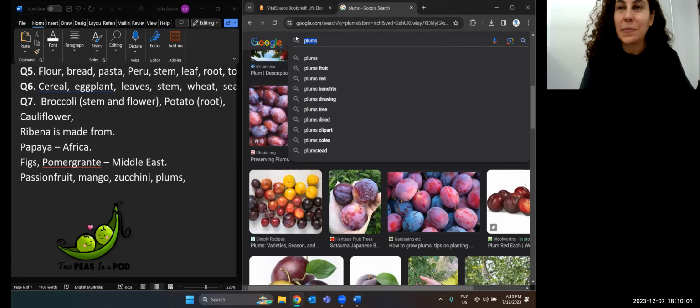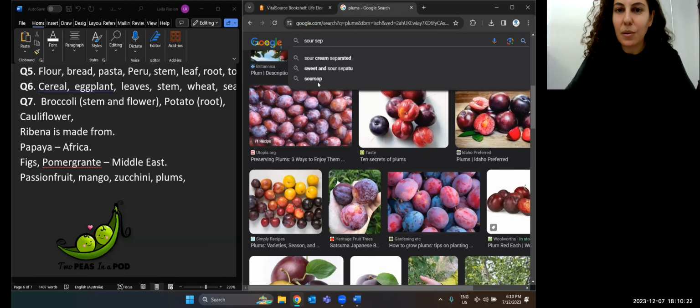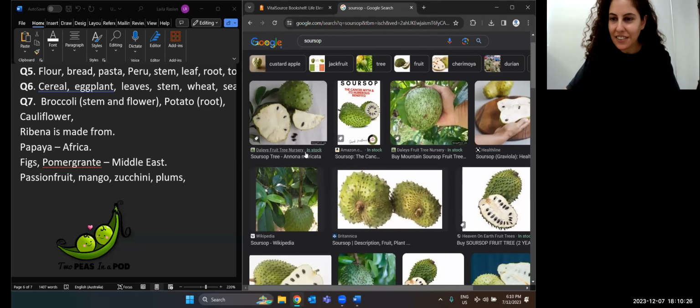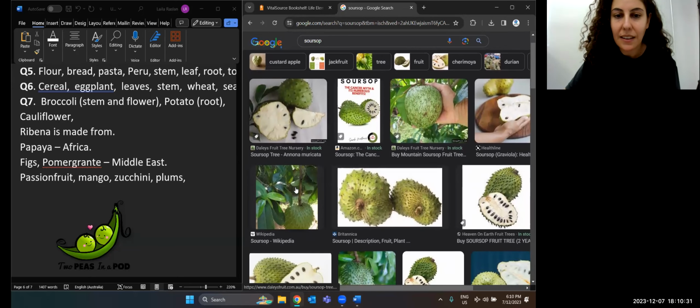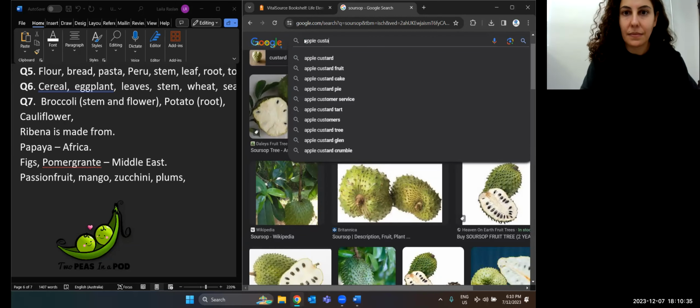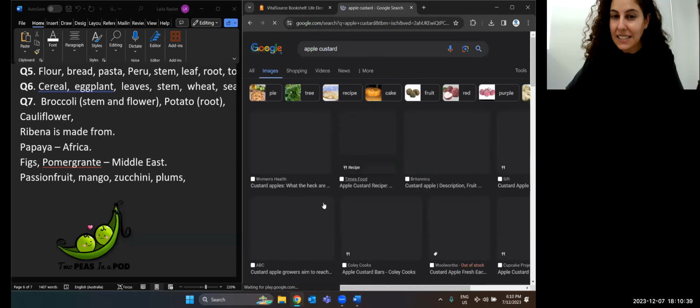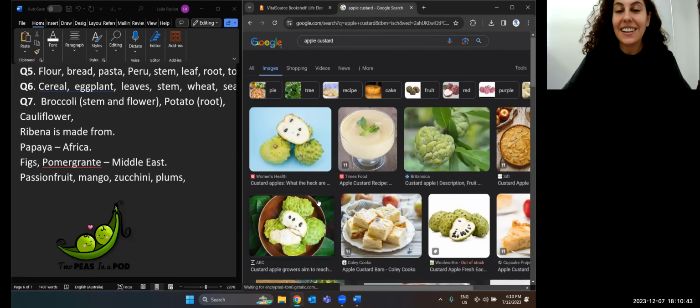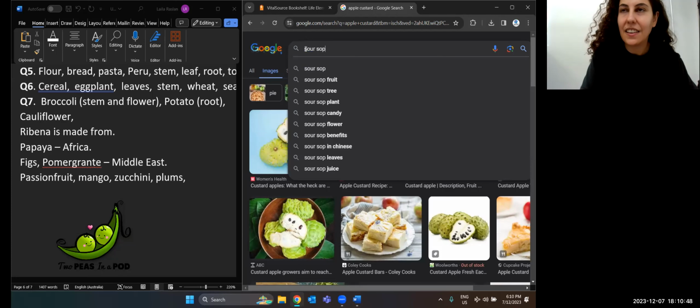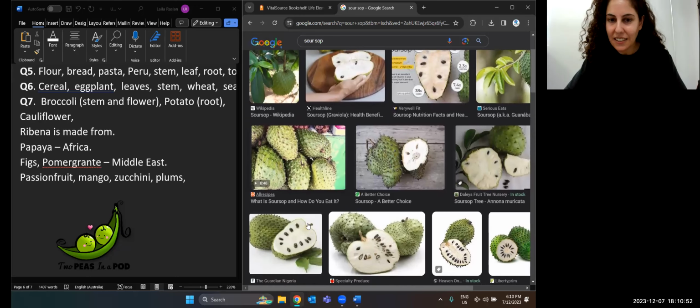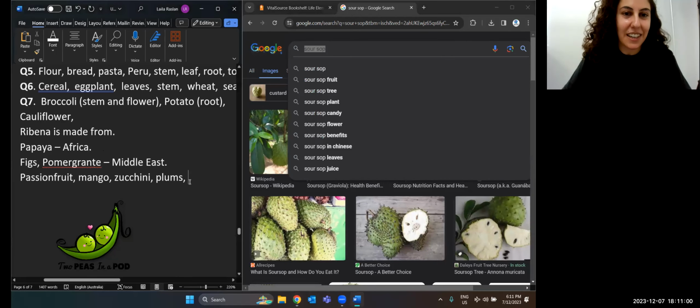Jimena. What is it? Yeah. Sour. Sour. Oh, okay. I don't know this one. Ah, yes, I do. We call it apple custard. That's why I didn't know the name. We call it apple custard. Is this the same one? Oh, this is different. Ah, okay. The sour. Ah, okay, interesting. Okay. Soursop. That's a very interesting one. I didn't know the name.